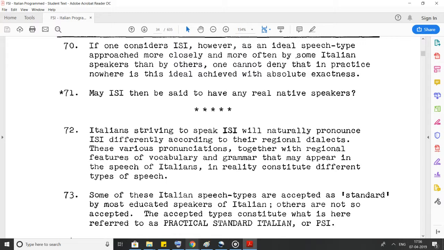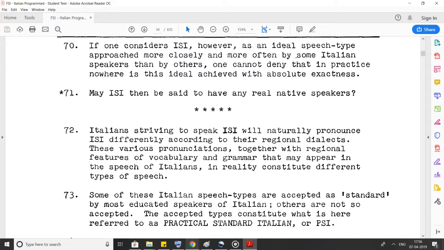The answer is no. Italians striving to speak ISI will naturally pronounce ISI differently according to their regional dialect. These various pronunciations, together with regional features of vocabulary and grammar that may appear in the speech of Italians, in reality constitute different types of speech.